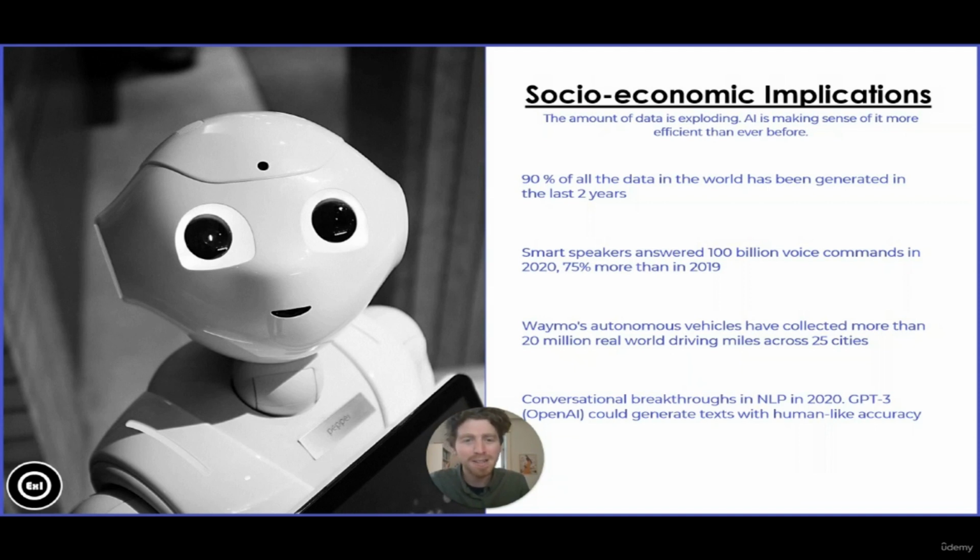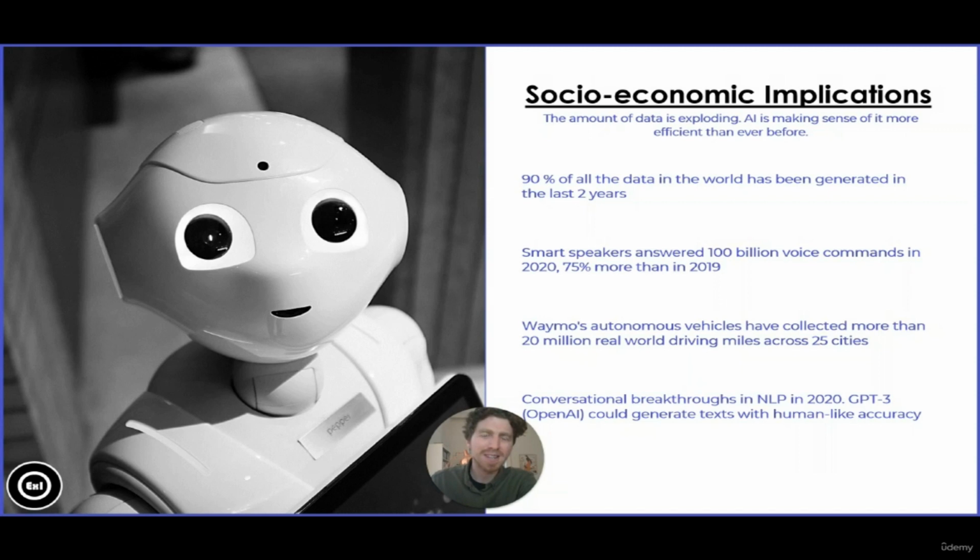Last but not least, conversational breakthroughs in natural language processing in 2020. GPT-3 from OpenAI could generate text with human-like accuracy. So you couldn't really distinguish whether this article was written by an AI or by a human. And this is also a major breakthrough, which has advantages and disadvantages, because of course you can generate more text, more articles faster.